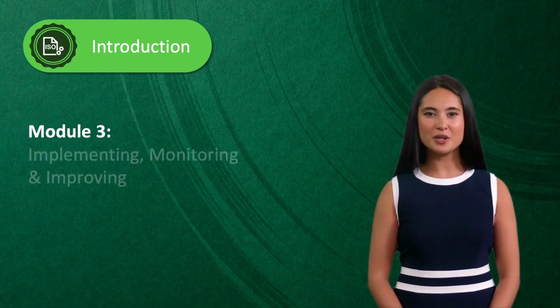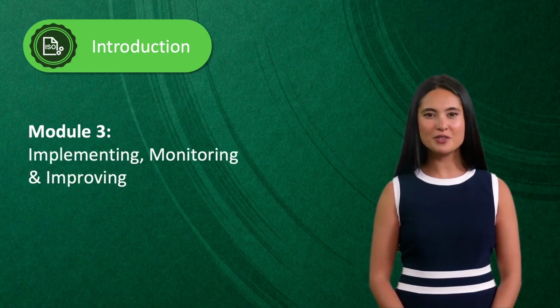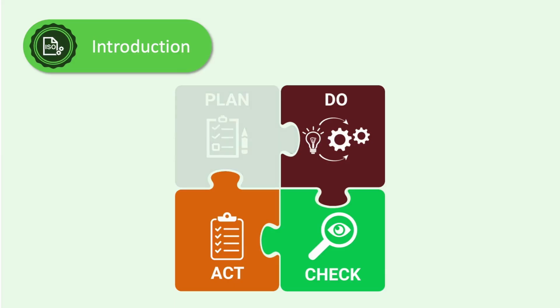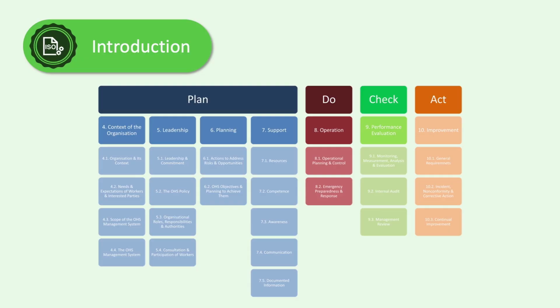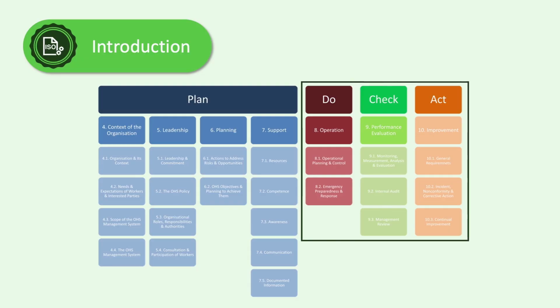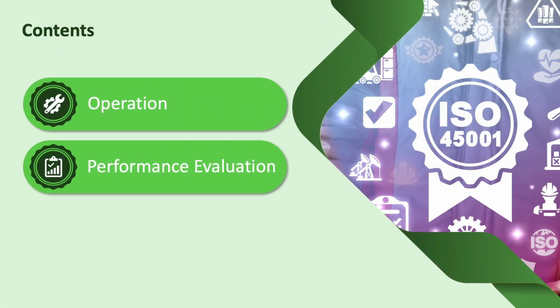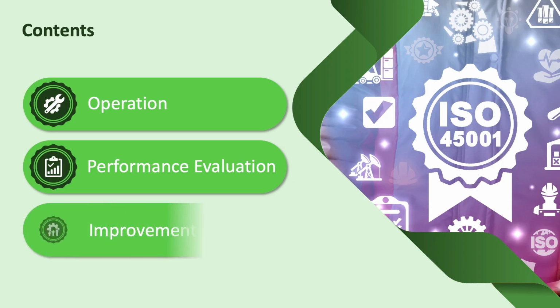Third and final module of this Introduction to ISO 45001 training course, Implementing, Monitoring and Improving. In this program, we will work through the do, check and act stage of the PDCA cycle. This stage encompasses clauses 8, 9, and 10 of ISO 45001, which we will examine in the following sections: operation, performance evaluation, and improvement.